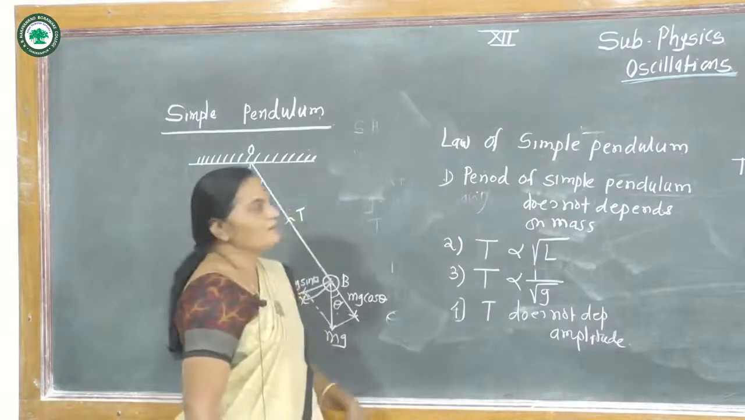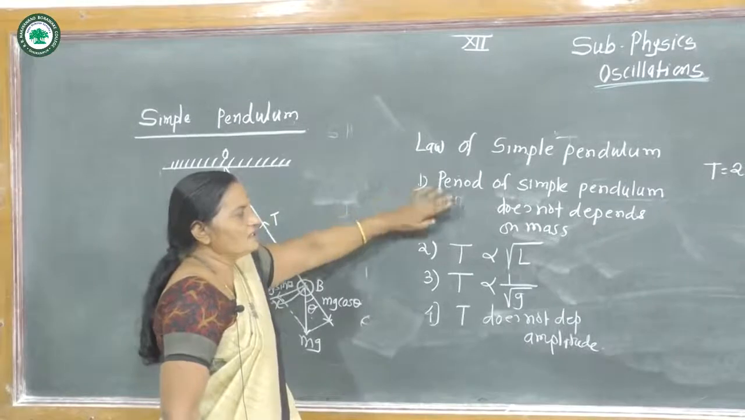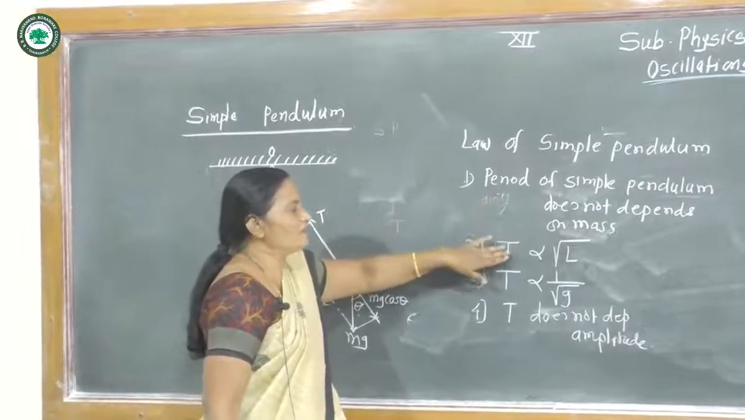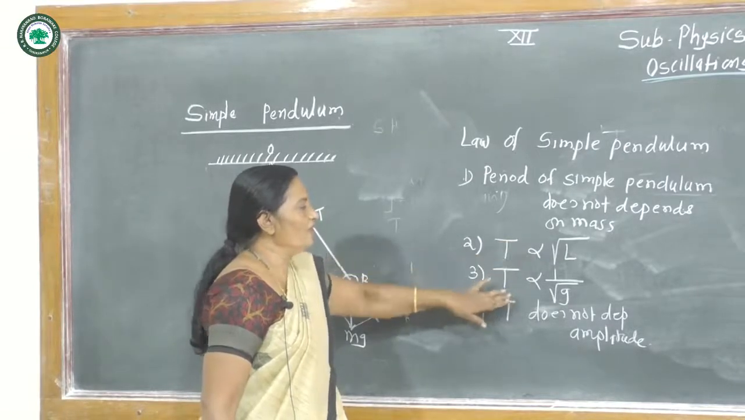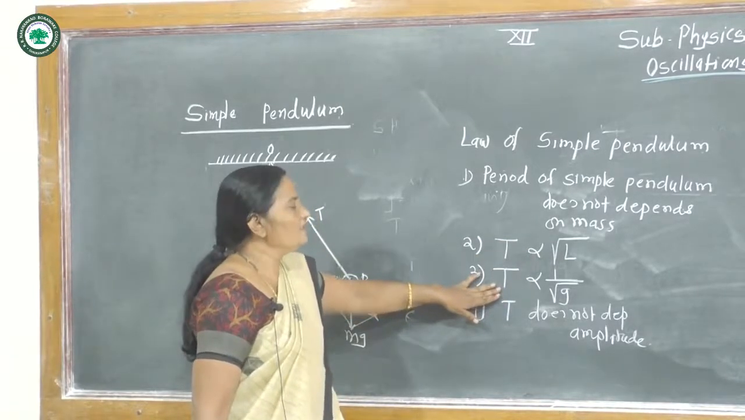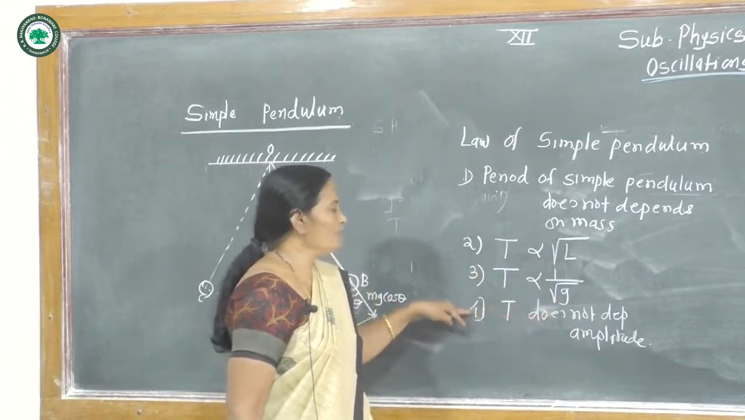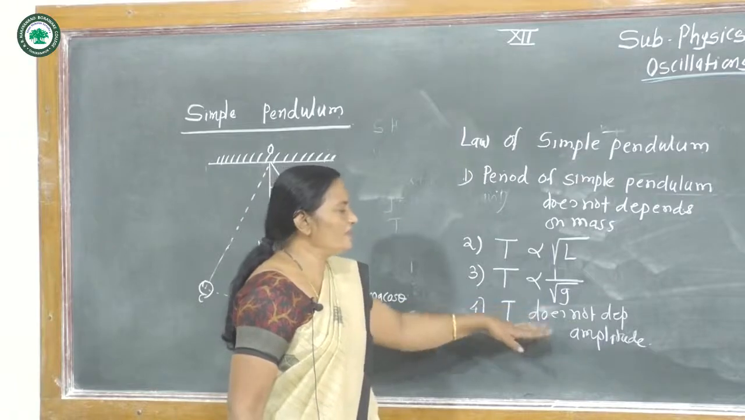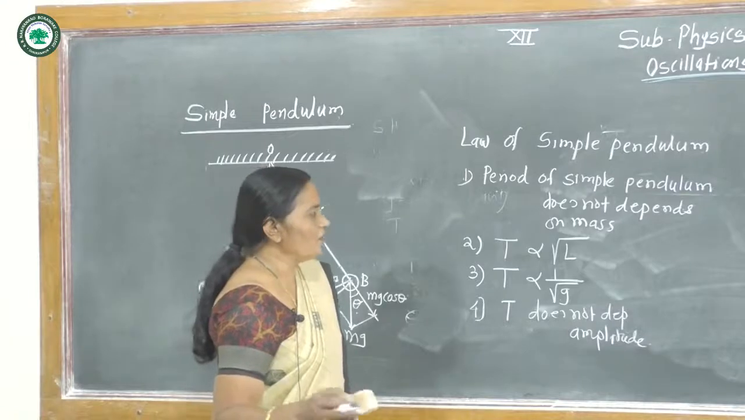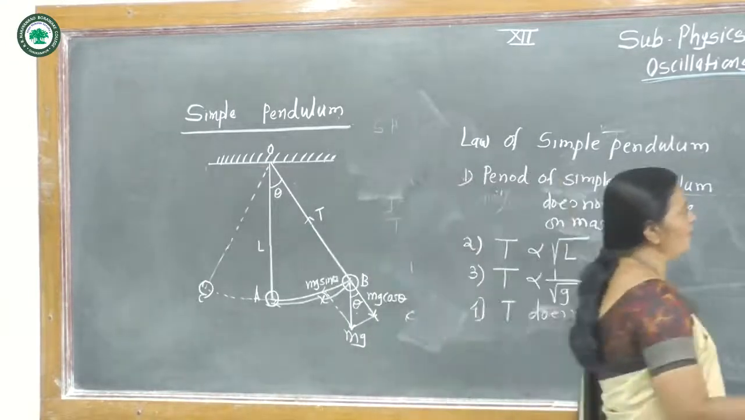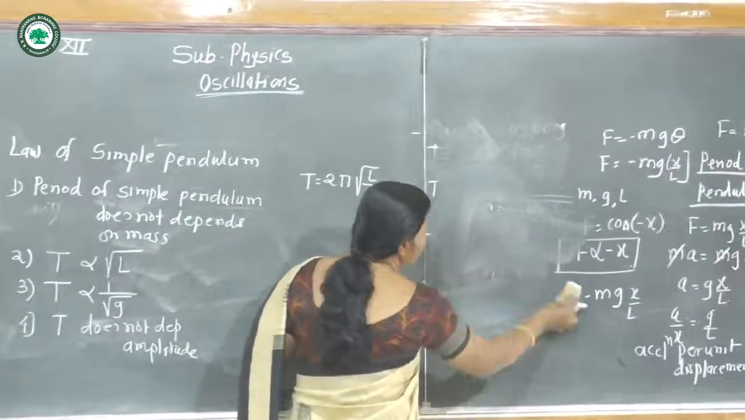That is, the laws of simple pendulum: the period of simple pendulum does not depend on mass. The period is directly proportional to the square root of L. The period is inversely proportional to the square root of acceleration due to gravity, and the period does not depend on amplitude. Now from the simple pendulum, we can define the seconds pendulum.